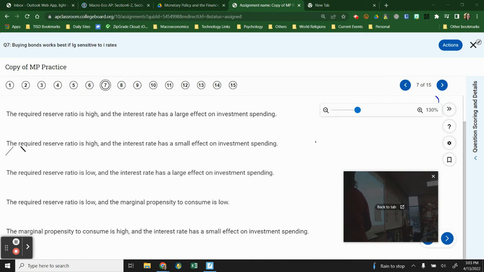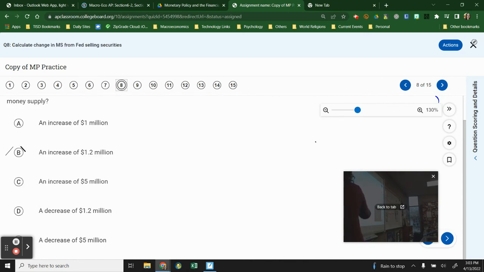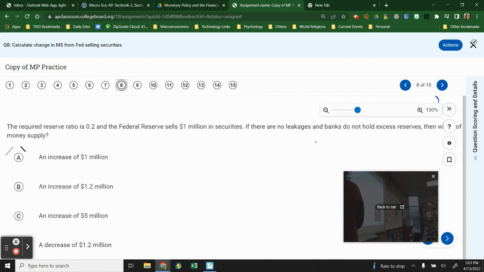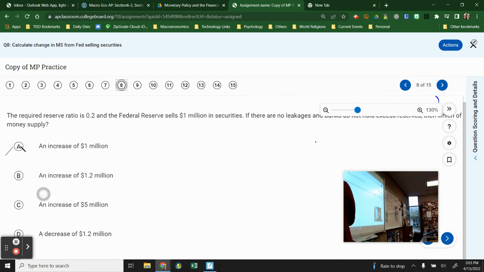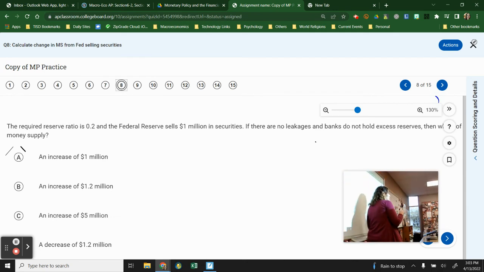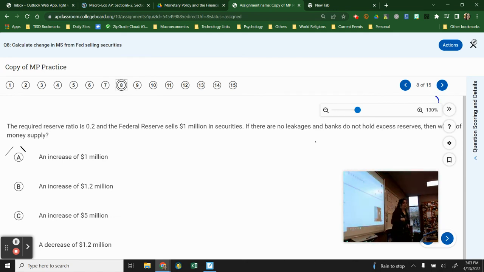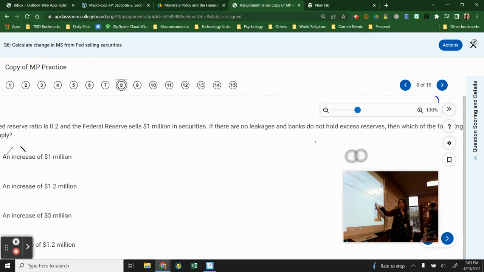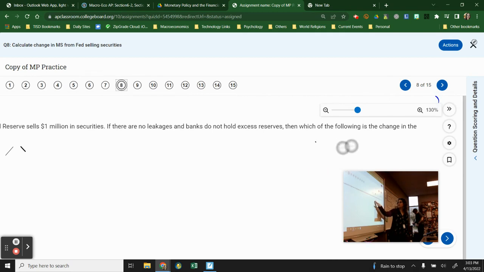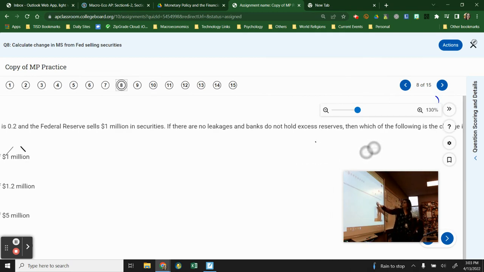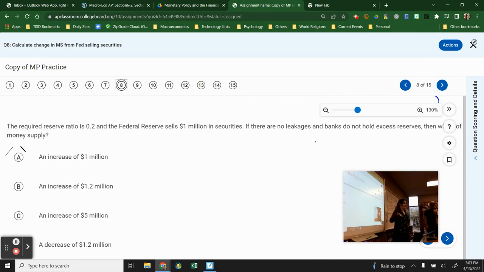Okay. I feel like we need to get to an FRQ. No, please don't go to number 9. Not number 9? Because that's the FRQ. Oh, well, how about number 8 instead? Yeah. Okay, we did this in a couple of groups, but not all the groups, and I want to make sure that we hit this for everybody. The RRR is 0.2. The Federal Reserve sells $1 million in securities. There are no leakages, and banks do not hold excess reserves. Then which of the following is the change in money supply?